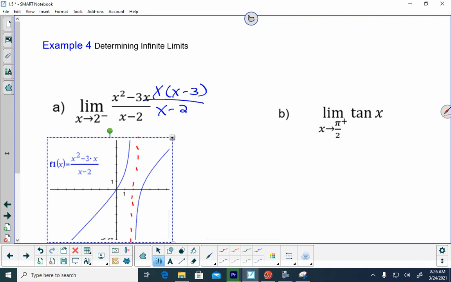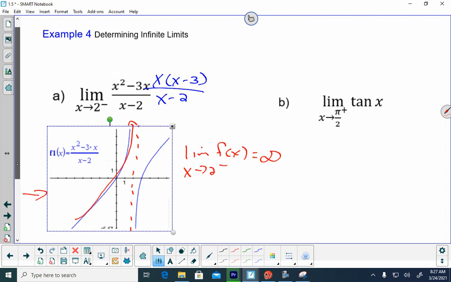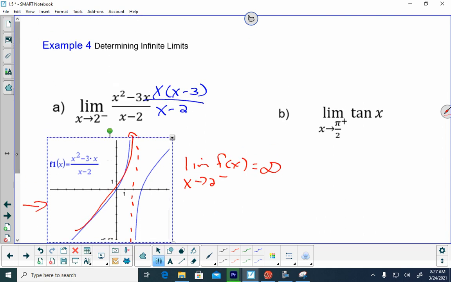So I'm going to say the limit of f of x as x approaches 2 from the left, and only from the left. I'm coming from the left, so left to right. It looks like it's going up without bound, so I'm going to say that it's positive infinity. Okay, the next one. Remember, you're just looking at the graph. Don't make this harder than it has to be.